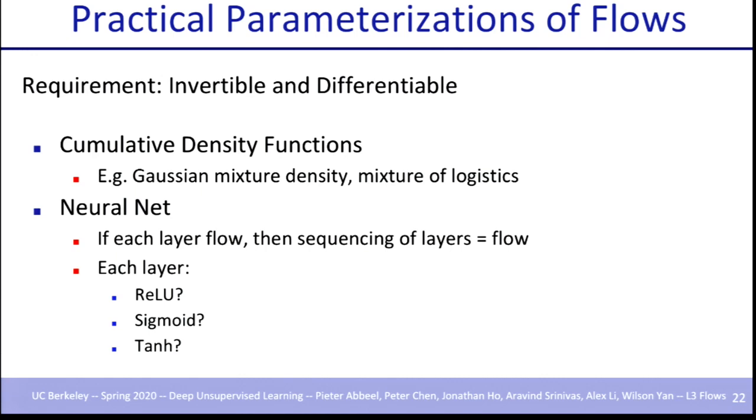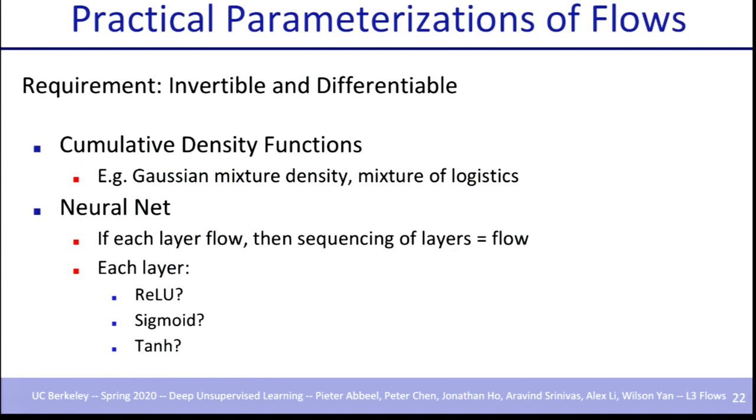Can you use neural nets? Well, one interesting thing is that if you have a multi-layer neural net, if each layer is a flow, the composition of flows is also a flow. Because if each layer is invertible and differentiable, then composing those layers will still be invertible and differentiable. And so assuming you have core components, you can layer them as many times as you want.